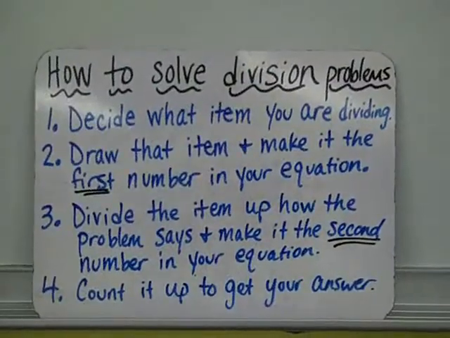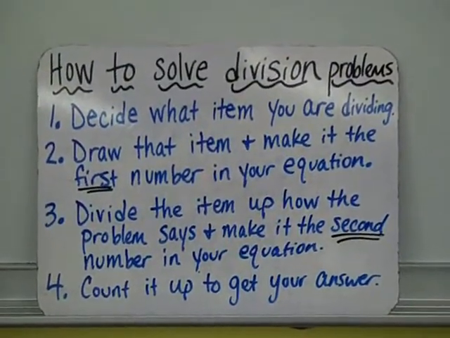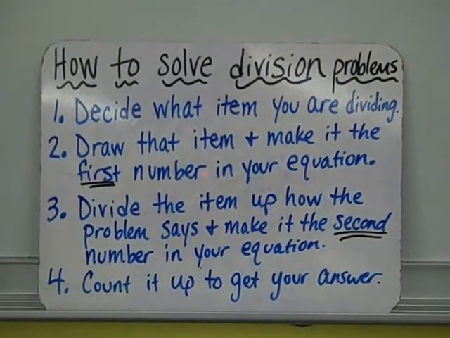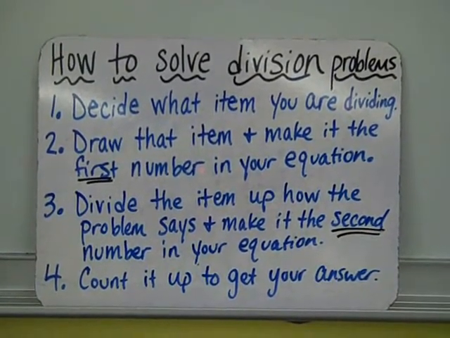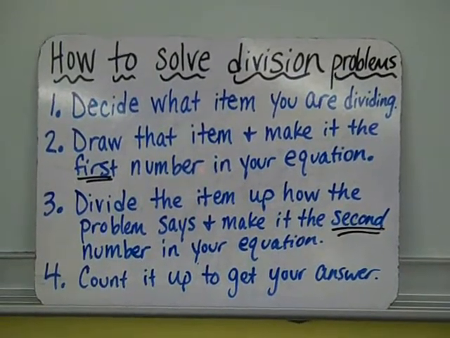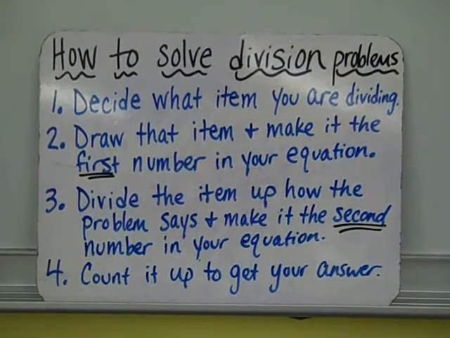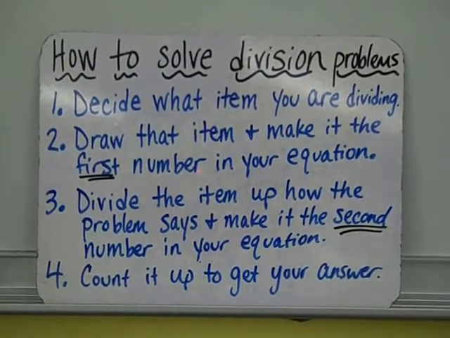How to solve division problems. Number 1, decide what item you are dividing. Number 2, draw that item and make it the first number in your equation. Number 3, divide the item up how the problem says and make it the second number in your equation. Number 4, count it up to get your answer.